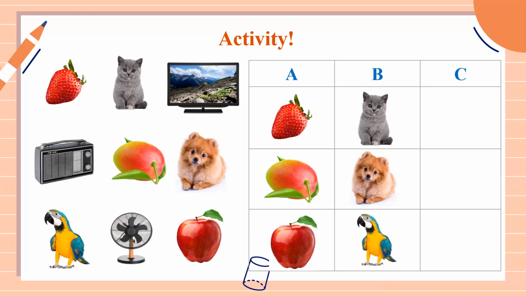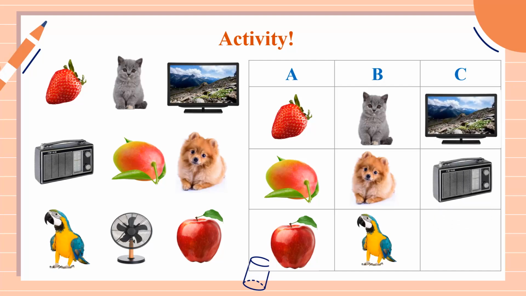Based on these groups, class, I'm sure you already have an idea what kind of group this is for group A and group B. And for C, we have the television, the radio, and the electric fan. So based on these groups, class, I'm sure you already have an idea what kind of group it is for group A, group B, and group C.